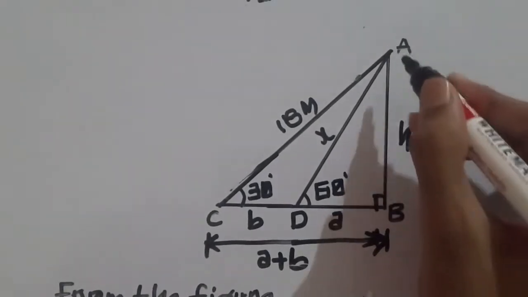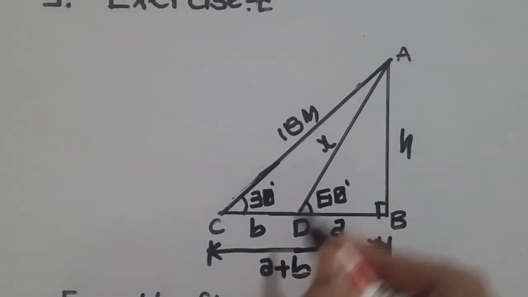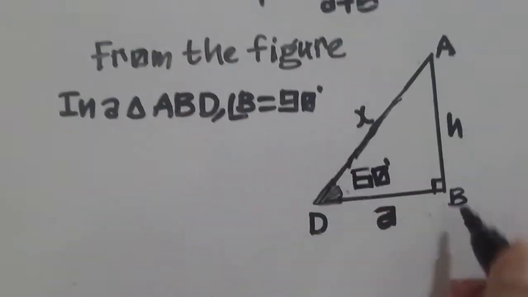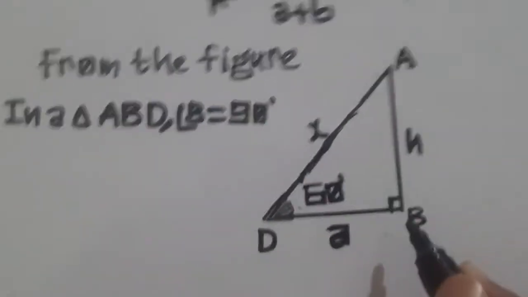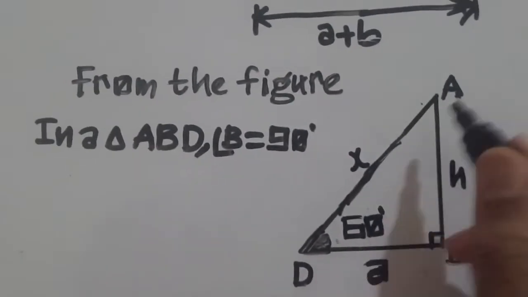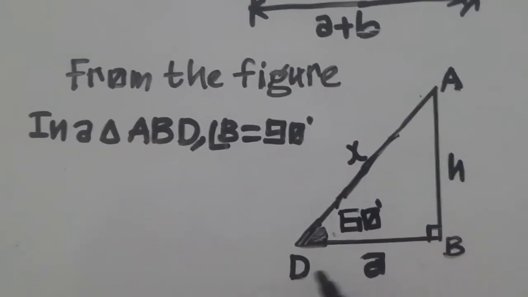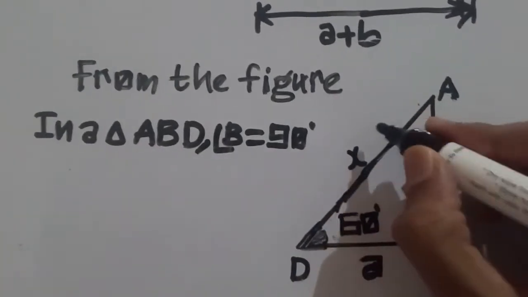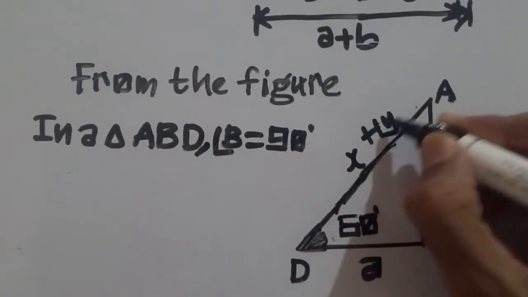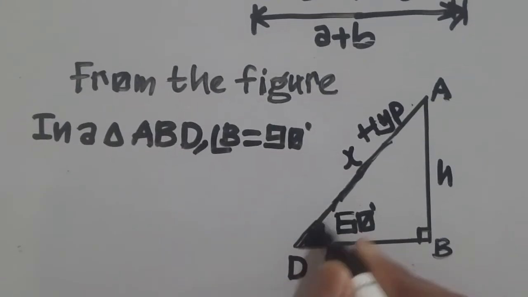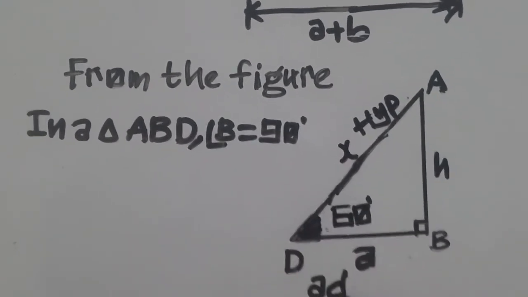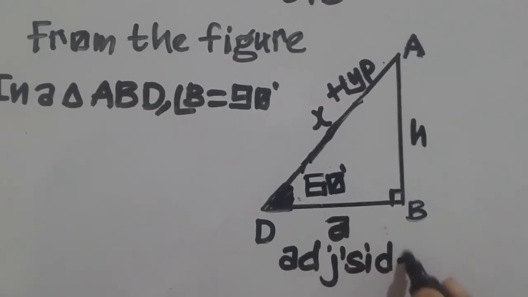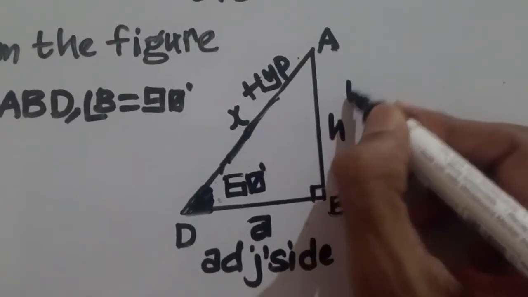Now taking triangle ABD, it is a right angle triangle at B. Let AD be equal to X and BD be equal to A, and the height of the pole is equal to H. Here the longest side is the hypotenuse. The side next to the angle is called the adjacent side, and the other side is the opposite side.